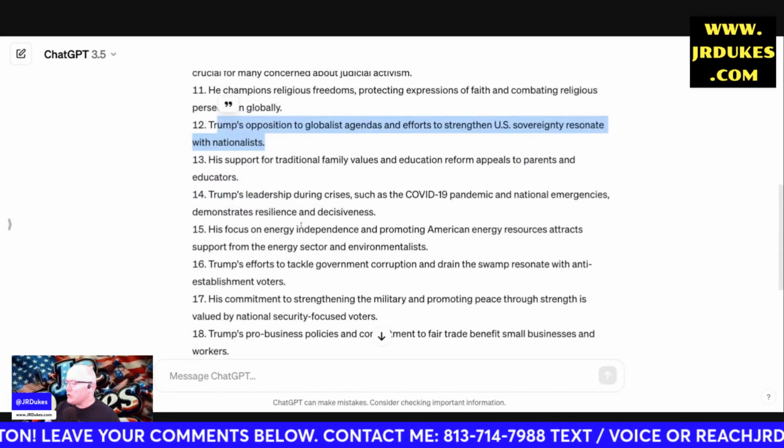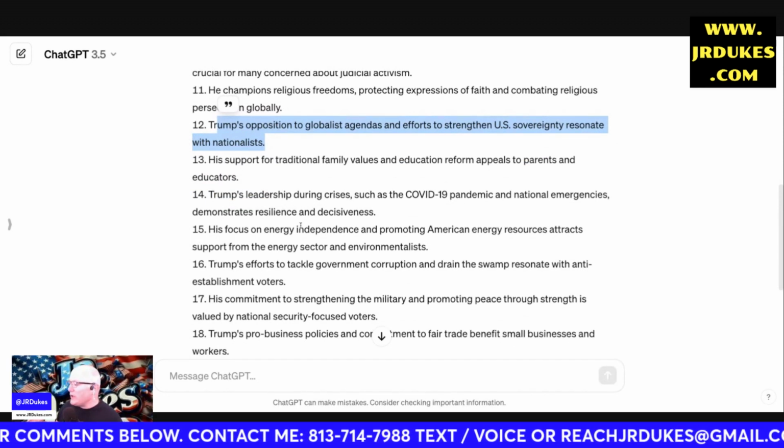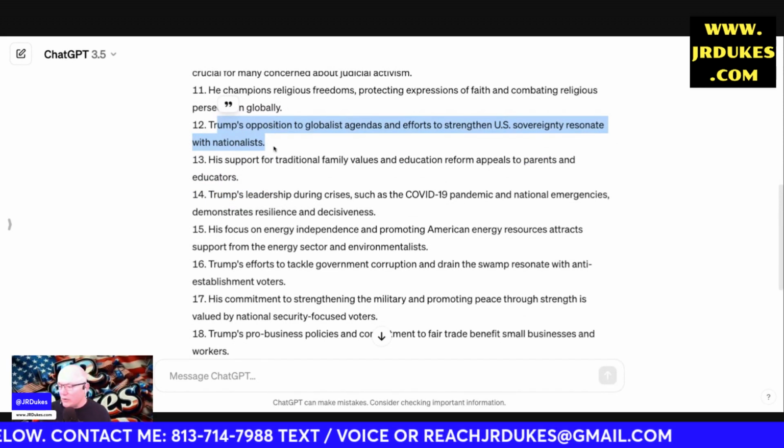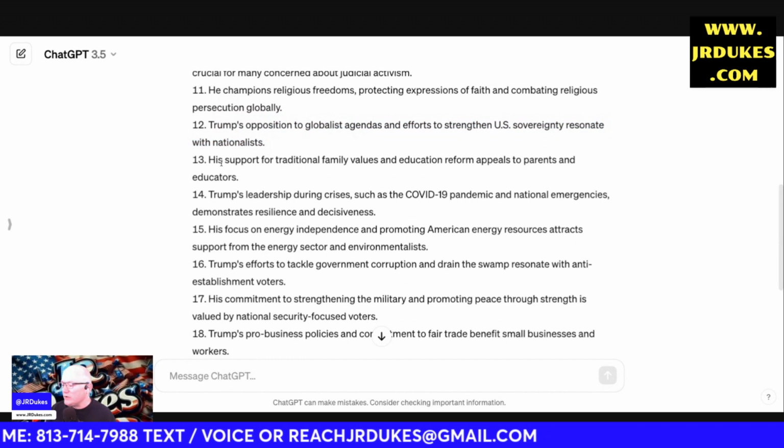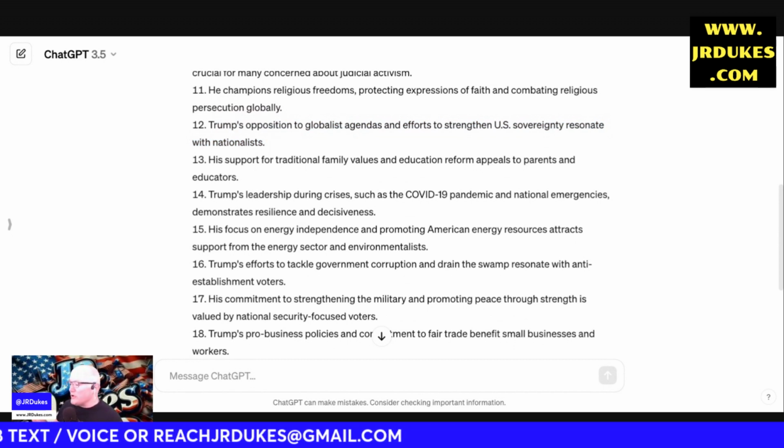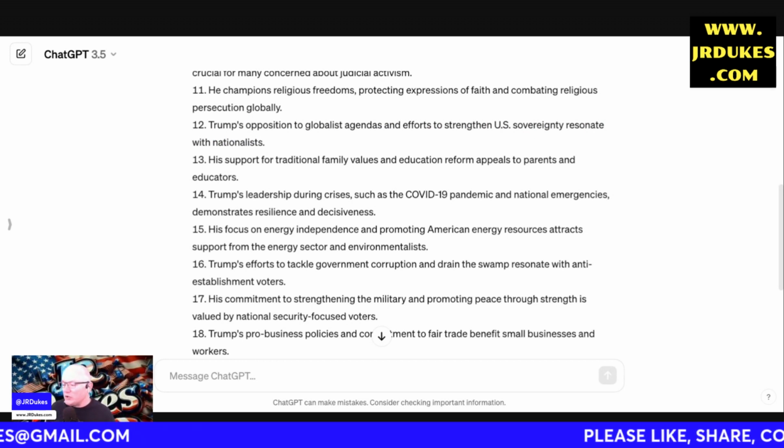Trump's opposition to global agendas and efforts to strengthen U.S. sovereignty resonates with nationalists. His support for traditional families and education reforms appeals to parents and educators.